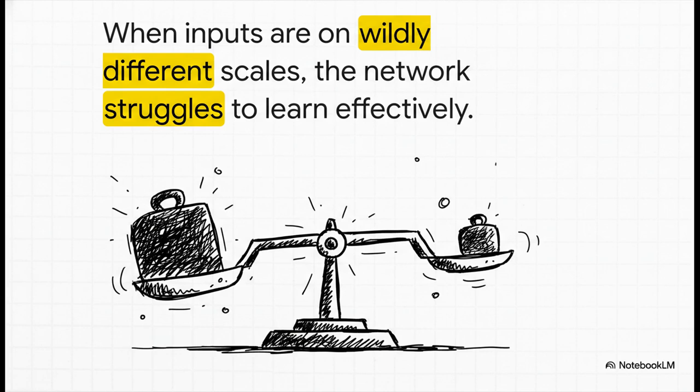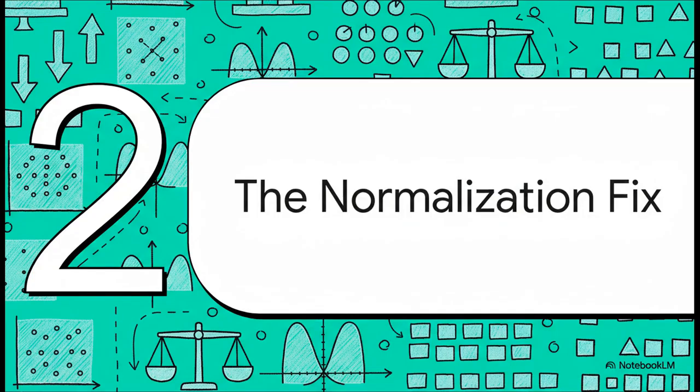And that, right there, is a massive problem. This kind of imbalance makes the learning process completely erratic. The network just struggles to adjust its weights. It's like it's trying to listen to a whisper and a shout at the same time. It can't properly tune into both these tiny changes and these huge changes simultaneously. So how do we fix this?